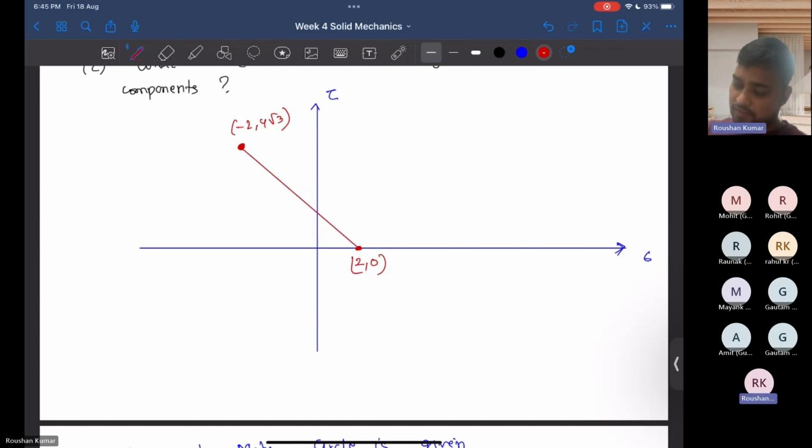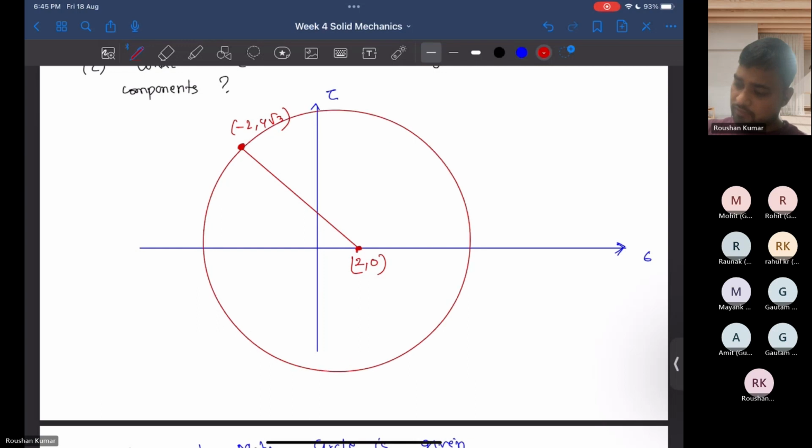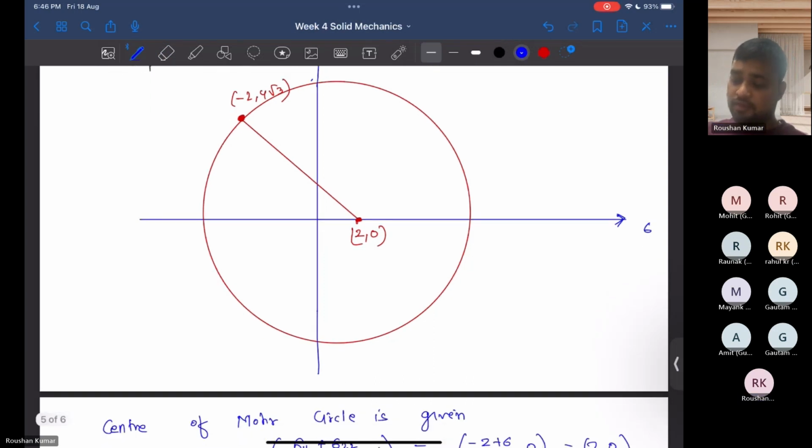So this gives us the radius of the Mohr circle, and with this center and this radius we can draw the circle. Basically, keeping this point as the center and this as the radius, we can draw a circle here. So this is the complete Mohr circle.